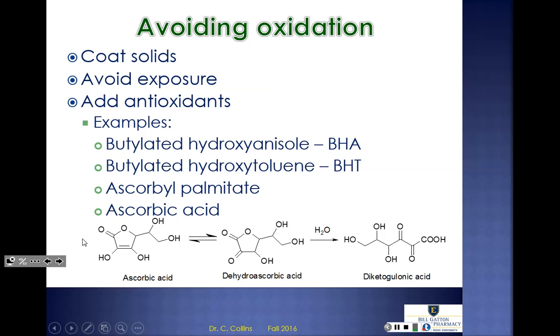You avoid exposure to it. You can add antioxidants, which is probably the most common. Common antioxidants here: the first two, if you eat dry cereal of some type and you look at the ingredients in there and it says BHA and BHT added, those are antioxidants, so your cereal is not oxidized. Butylated hydroxyanisole and butylated hydroxytoluene. BHA and BHT doesn't sound too bad. The long version of it does. Well, it's very small quantities.